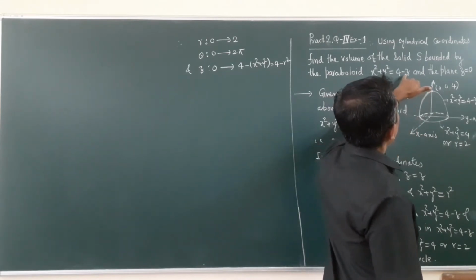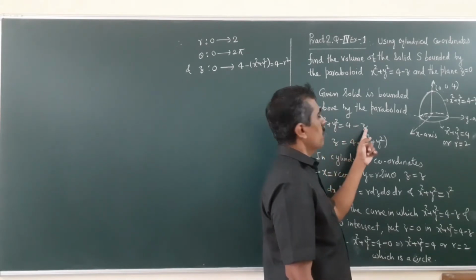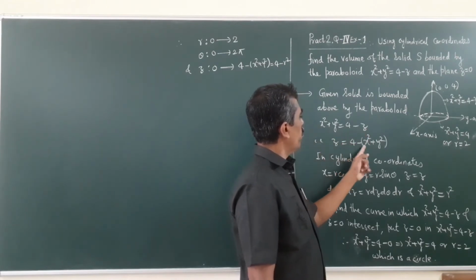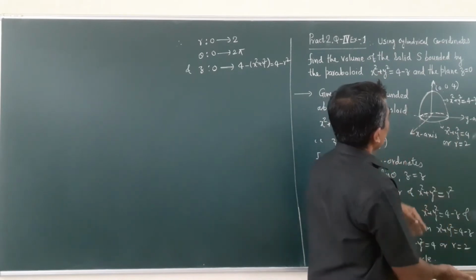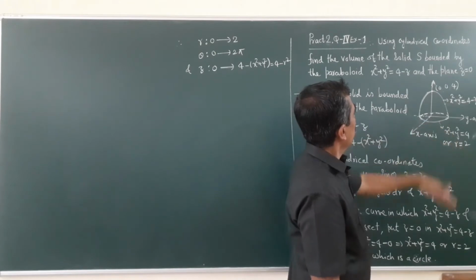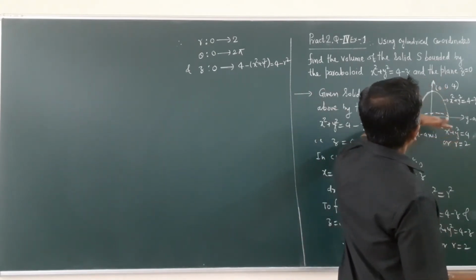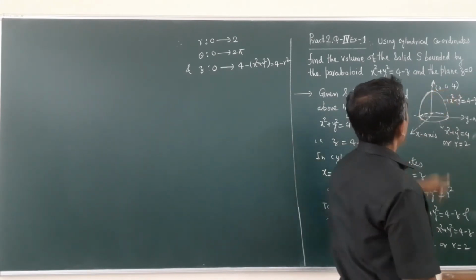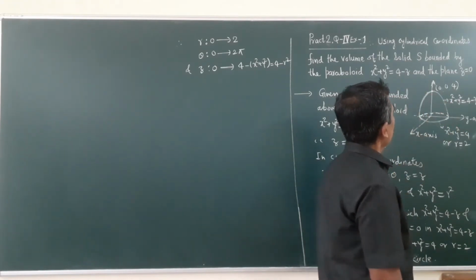Now, if you sketch the paraboloid, x square plus y square is equal to 4 minus z. Therefore, z is equal to 4 minus (x square plus y square). So it is a paraboloid opening downward. Its vertex is at (0, 0, 4), and this is the given paraboloid.